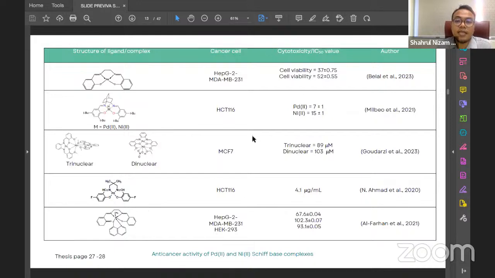So you can see these are some reports on the mononuclear, trinuclear, and dinuclear complexes on HCT116. On HCT116, it gives us about 7 plus 1, I think this is in microgram per mil, 4.1 microgram per mil. Later, I will show you our findings and results.